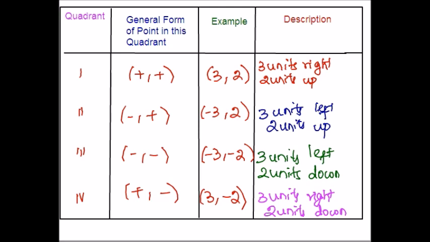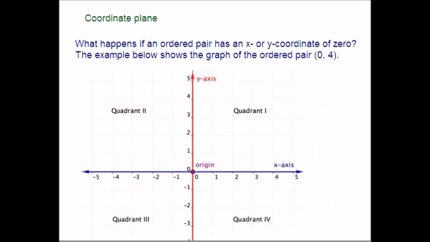Now let us see what happens if an ordered pair has an x or y coordinate of 0. Okay, let me take an example. So I have taken the example 0, 4. A point located on one of the axes is not considered to be in a quadrant. It is simply on one of the axes. Whenever the x coordinate is 0, the point is located on the y-axis. Similarly, any point that has a y coordinate of 0 will be located on the x-axis. So 0, 4 will lie on the y-axis. It will not lie on any of the quadrants.